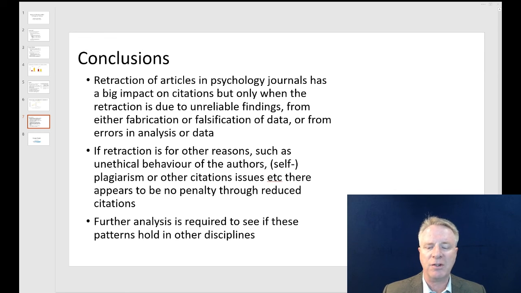Further analysis is needed to see if there are other forms of penalty for which these authors might be sanctioned, and whether the patterns which we've found here for psychology journals would hold in other disciplines.